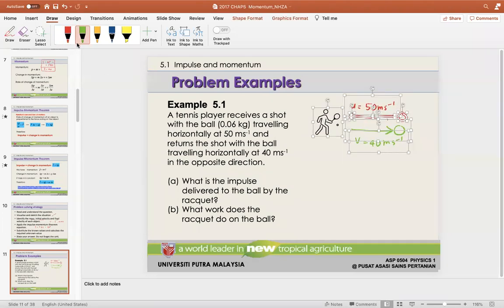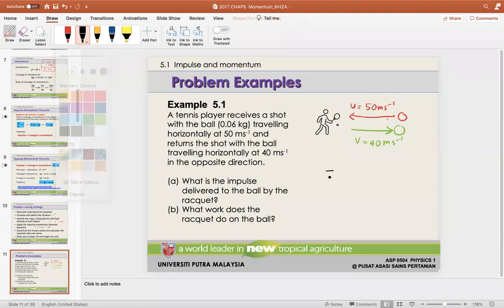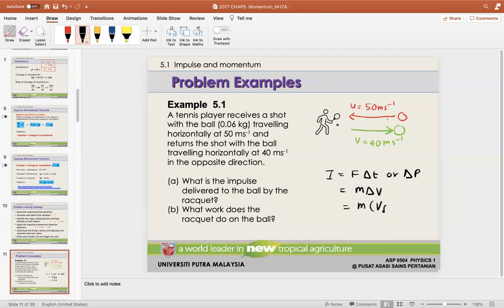Let's identify the equations that we are going to use. Impulse, I equals F delta T, or delta P. Momentum is MV, so this can be M delta V. Our mass of the ball does not change. Delta V is mass times V final minus V initial, or V minus U, same thing. The mass of the ball is 0.06. Let's say to the right is positive, so V is positive 40, and our U is minus 50.